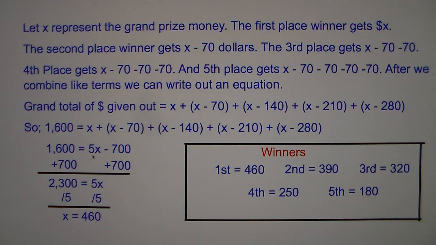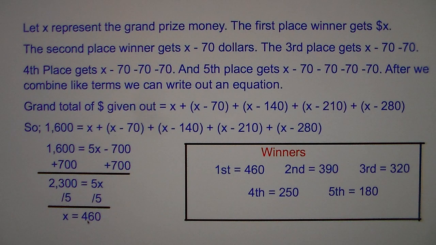Now, that's also always going to be the number of contestants, or number of grand prize winners, pardon me. So we have 5x minus 700. How I got that number is negative 70 minus 140 minus 210 and minus 280 gets you negative 700. So now we've got a nice smaller equation that you guys are used to working with. We add 700 to both sides, we get 2,300 equals 5x. We divide by 5 on both sides, and we get x equals 460 down below here.